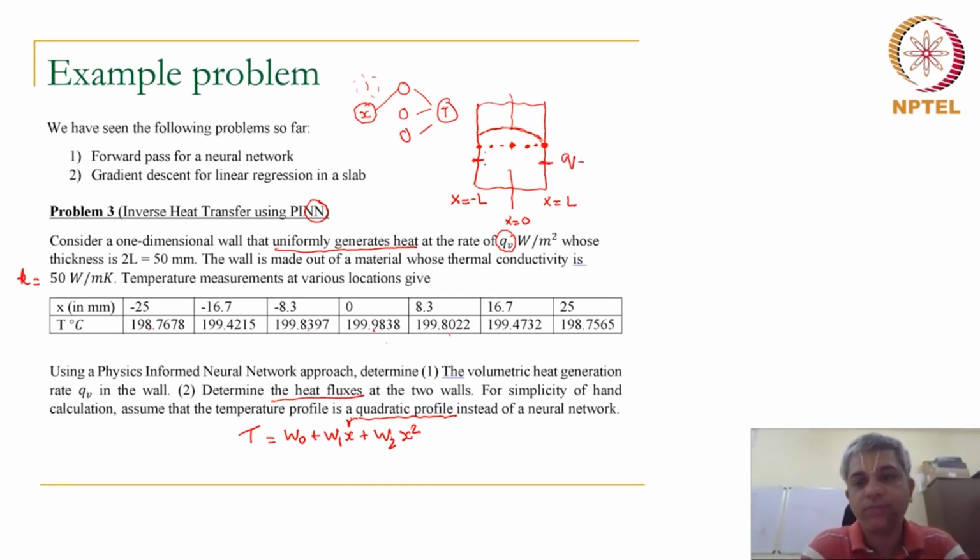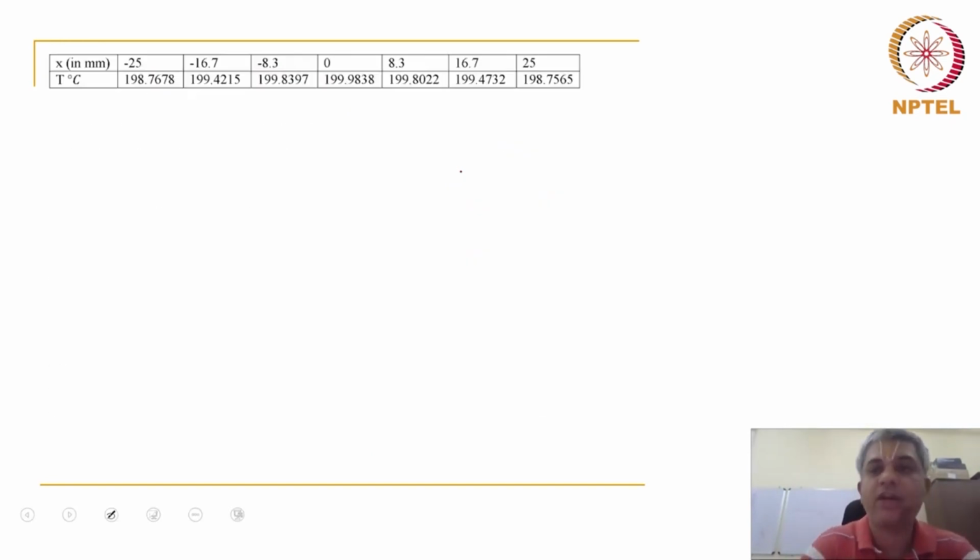What is the Q? You are given temperature measurement. Okay. So K is 50. These 7 temperatures are given. Let me just show this data here. Find out QV as well as the heat fluxes at the wall. So use PINN to do this. So this is the basic question.